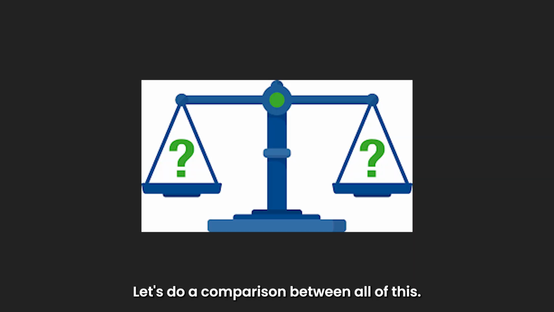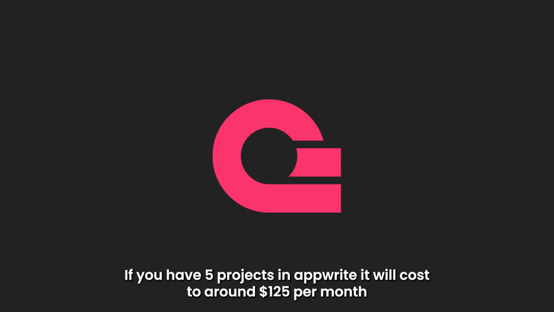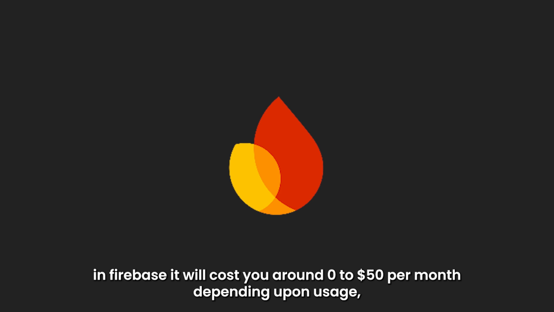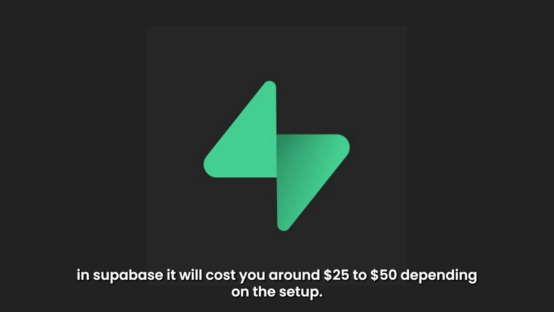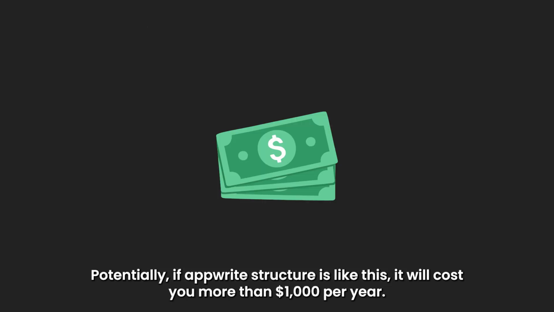Let's do a comparison between all of these. If you have 5 projects in Appwrite, it will cost you around $125 per month. In Firebase, it will cost you around $0 to $50 per month depending upon the usage. In Supabase, it will cost you around $25 to $50 depending upon the setup. Potentially, if Appwrite structures it like this, it will cost you more than $1,000 per year.